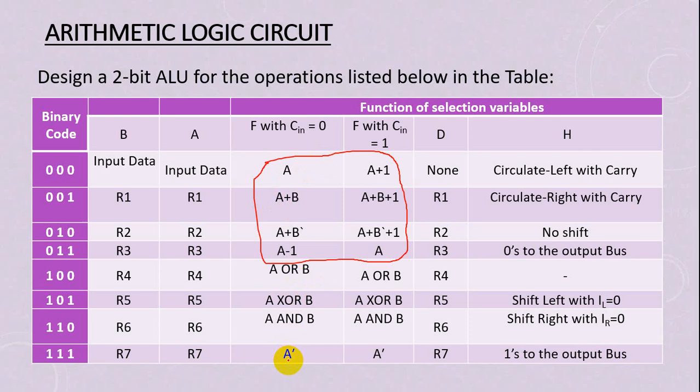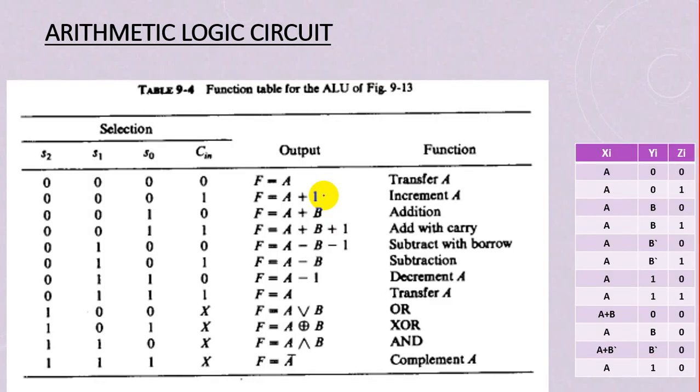Clear? And when carry in equal to 1, you can get the same thing, because carry in has no meaning. It can be 0 or 1, does not matter. For logic operations, we get 4 different logic operations and 8 different arithmetic operations. And how can we get them? By modifying B in arithmetic operations, and by modifying A in logic operations. So let's summarize the entire fact in another table. Look at over here.